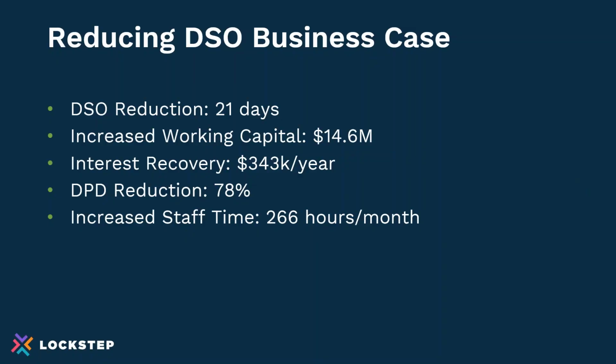Let's take a deeper look at a business case for reducing DSO. The following is another example using Anytime Collect. In this case, the company saw an opportunity to reduce DSO by 21 days. For them, that was a $14.6 million increase in working capital. It also meant they could generate $343,000 a year of cash improvement from their operations. Their past due dropped by 78%, and they freed up over 266 hours of staff time. So a pretty substantial impact when you look at what they were able to achieve.